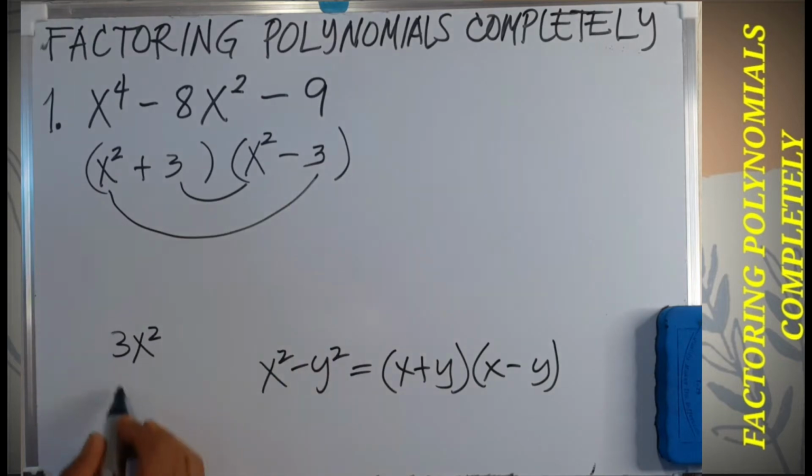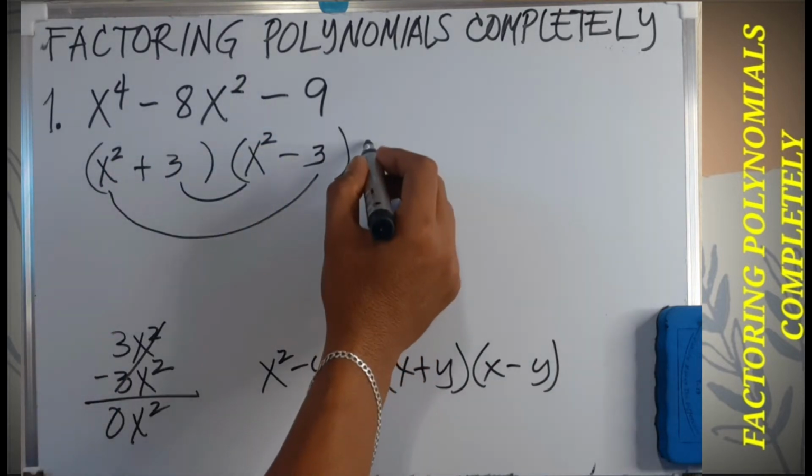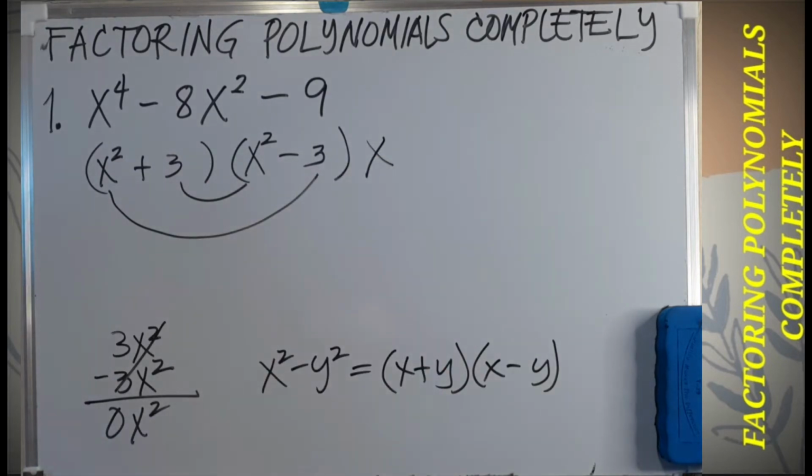X squared times negative 3 is negative 3x squared. Positive and negative conjugates, meaning we have 0x squared. It's not negative 8x squared. Therefore, these factors are not correct.